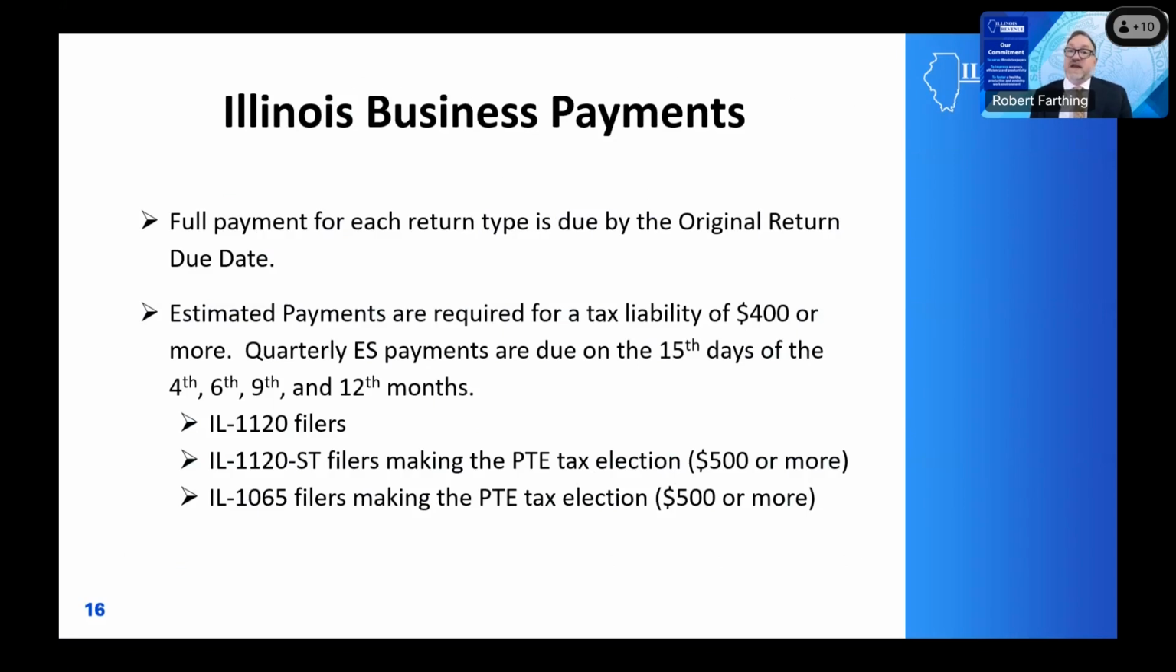Additionally, estimated payments are required for income tax liabilities of $400 or more on an IL 1120. These quarterly payments are due on the 15th days of the 4th, 6th, 9th, and 12th months of the tax year. For those who elect to pay pass-through entity tax on an IL 1120 ST or an IL 1065 return, estimated payments are due for a tax liability of $500 or more, as opposed to the $400 on the IL 1120.